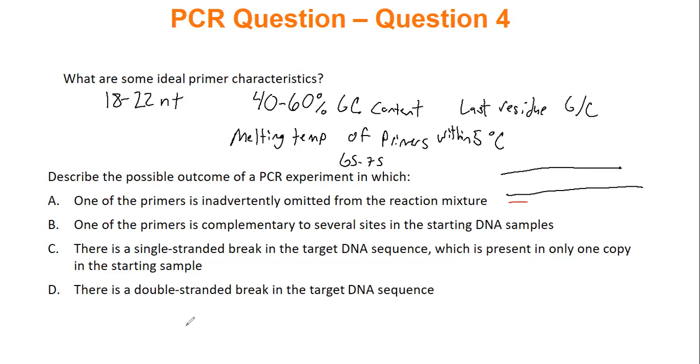Only 1 strand gets copied, will only replicate 1 strand. Yep, correct. All you're going to do if you just have 1 primer is keep making this strand over and over and over again, right? So you'll have incomplete DNA. You'll only make half DNA. You're going to get a lot of single-stranded DNA.